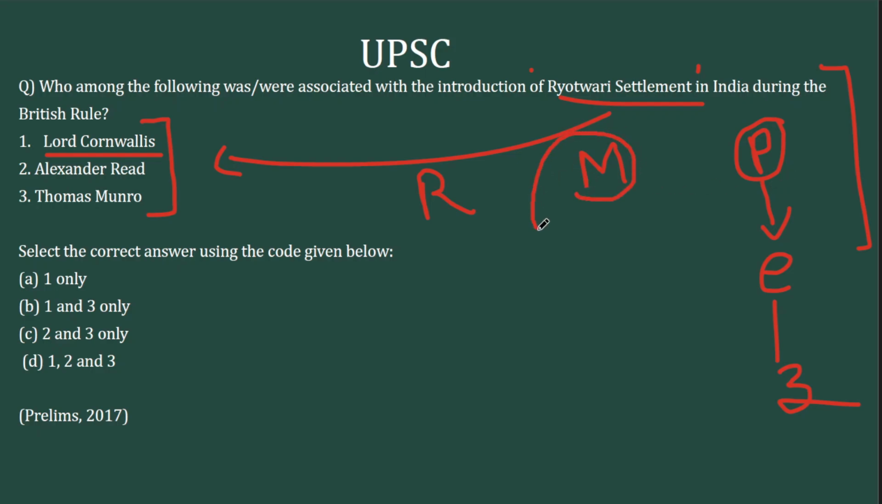Second is mahalwari. Here the dealing is with the British and the village headman. So revenue is collected not from the ryot or from the peasant or from the zamindar. It is collected from the village level. So it is fixed and periodically revised. The person associated with it is Holt Mackenzie. And the region associated with it is the northwest of India. This is Bengal.